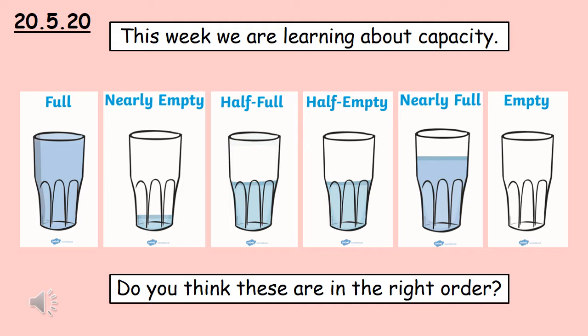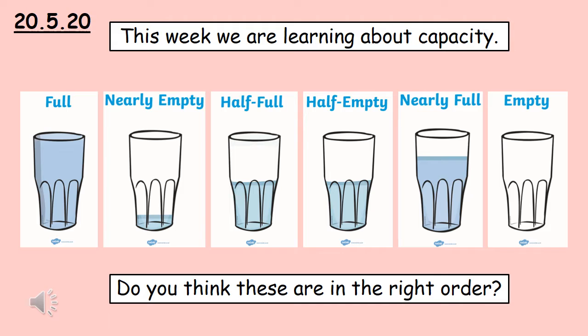The next cup doesn't have much water in it, so we can call this nearly empty. The following 2 cups have got the same in. We can call that half full or half empty. The next cup has quite a lot of water in, but it's not at the top, so we can call this nearly full. And the last cup is what? It's empty. It does not have any water in it.